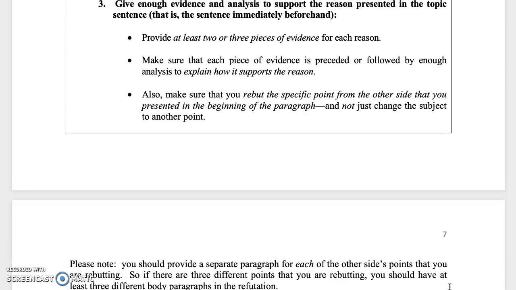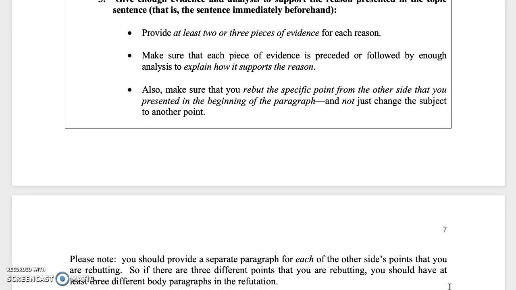And as we have mentioned before, make sure that you have a separate rebuttal paragraph for each of the other side's points that you're rebutting. So if you were rebutting two different points, you should have two different paragraphs in the refutation. Or if you're doing three different paragraphs, and so on. In the next video, then, we'll take a look at some good and bad examples of rebuttal paragraphs.